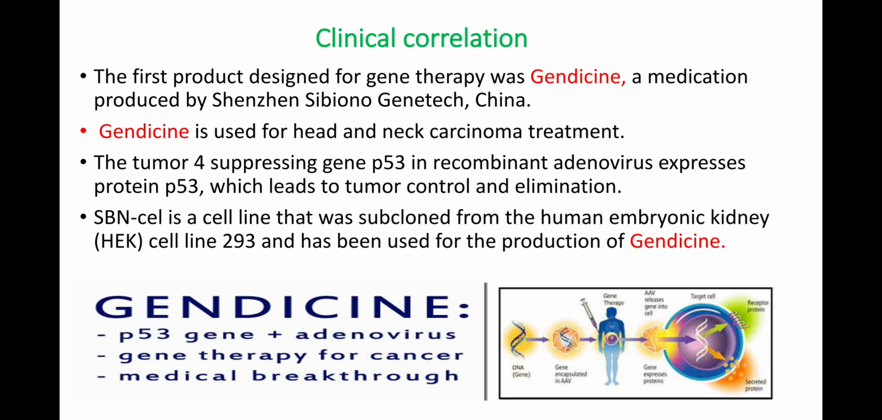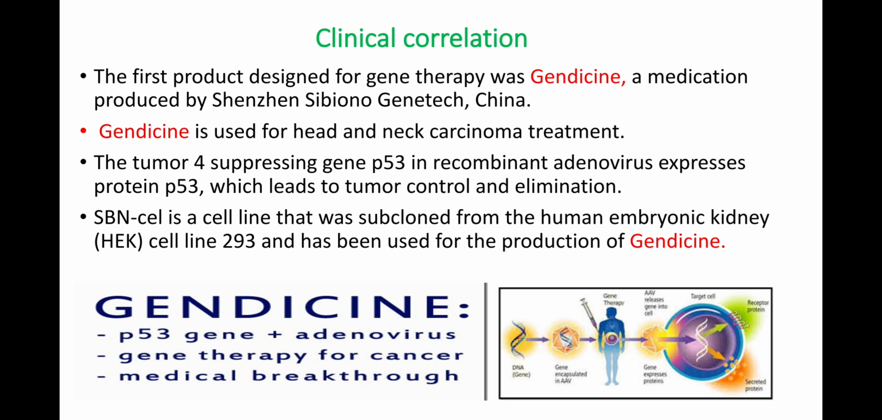Another one is the P53 gene and adenovirus, for the elimination and control of tumor. Okay, the tumor suppressing gene P53 is a recombinant adenovirus expressing protein P53, which leads to tumor control and elimination.